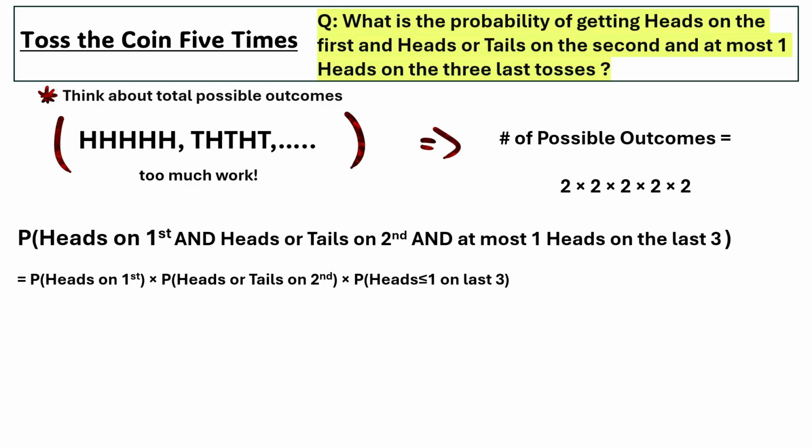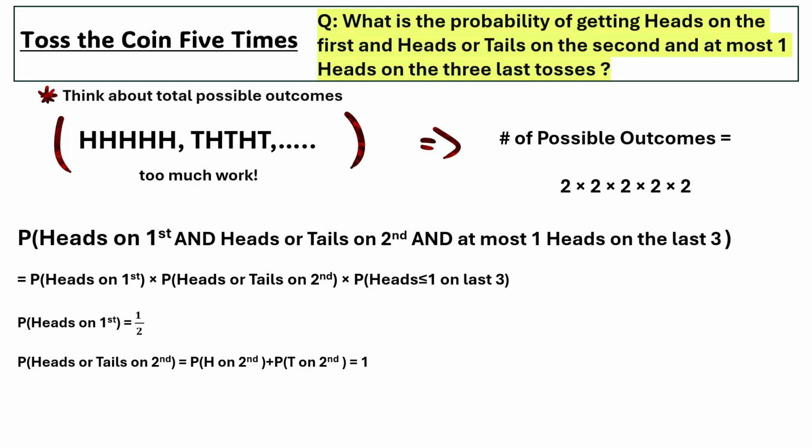So if we look at our first event, probability of getting heads on the first toss, well, that's simply going to equal to 1/2. Now, what about the individual event in the middle? Probability of getting heads or tails on the second toss. So probability of heads or tails on the second toss is simply going to equal to probability of heads on the second toss plus probability of tails on the second toss. And since both of them are equal to 1/2, we're going to get the answer 1.